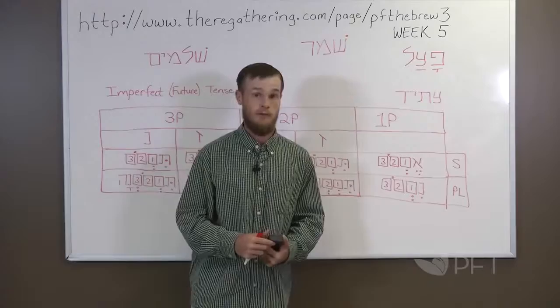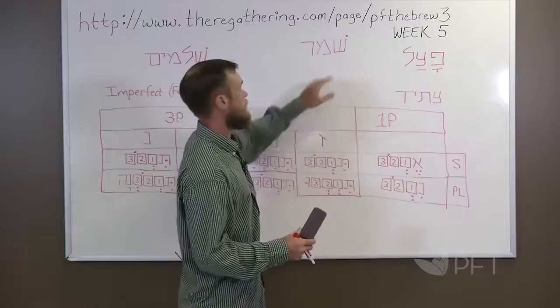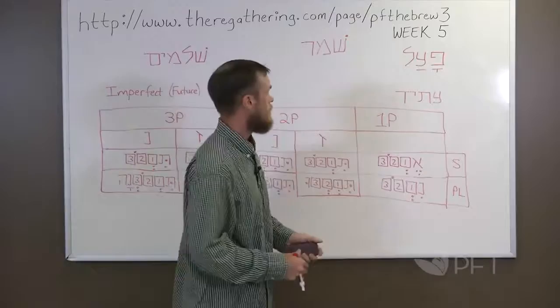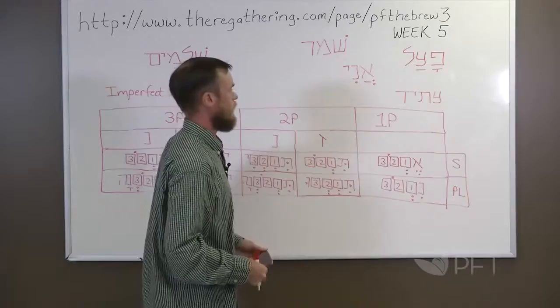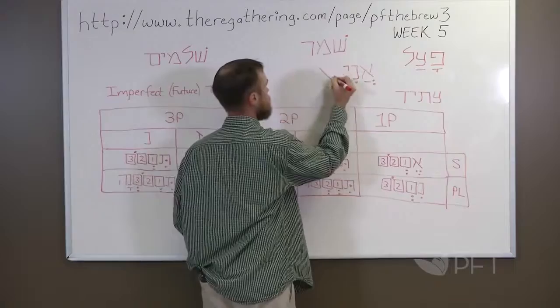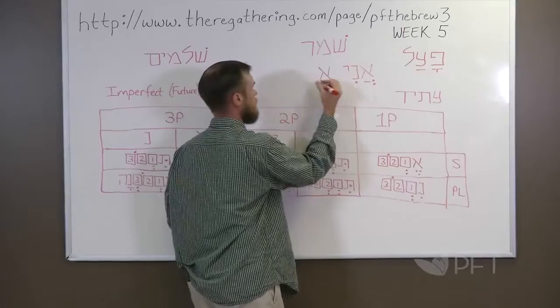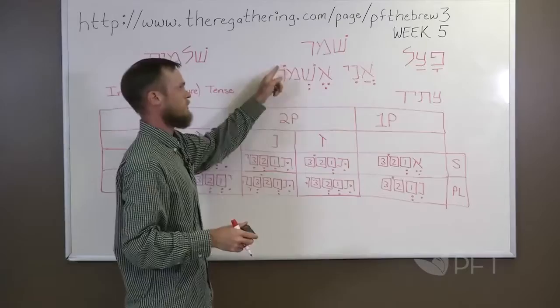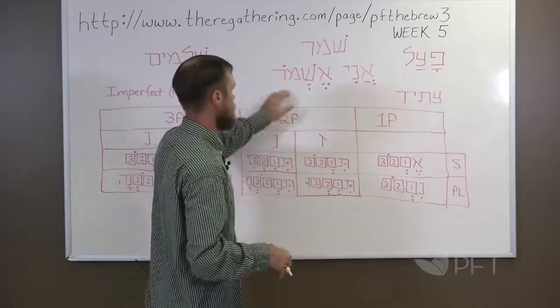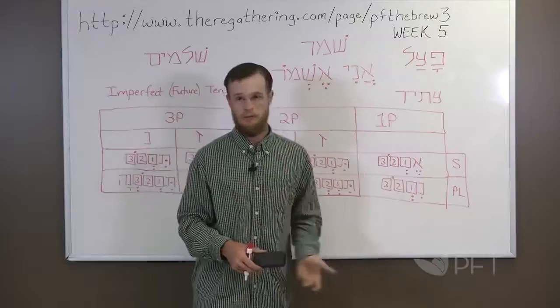So, shamar means to guard. The future tense of to guard would mean will guard. So, ani, I. I will guard would be ani, and apply the first person singular conjugation. So we use our aleph prefix, as indicated on the chart. Ani eshmor. Eshmor. That means I will guard, or I will keep. To make this a complete sentence, we would need to say something like, Ani eshmor et ha-mitzvot. I will keep the commandments.